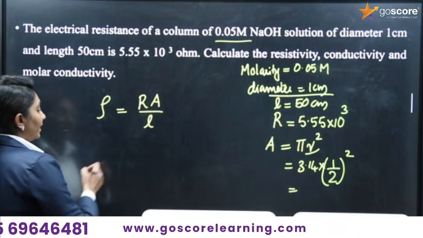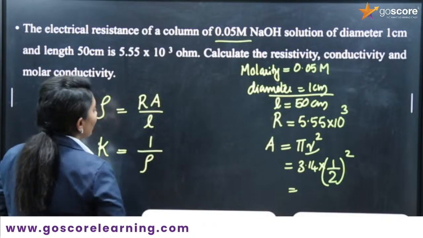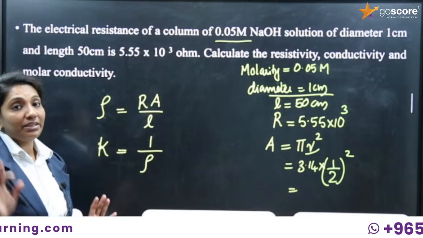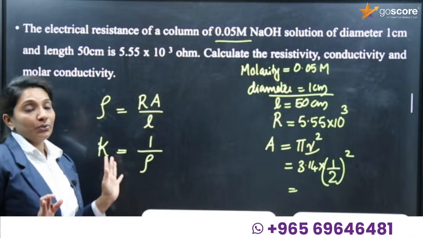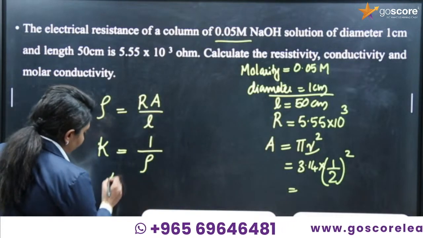Then what about the conductivity? Conductivity kappa is nothing but the reciprocal of resistivity. So once you get this resistivity value, simply by taking the reciprocal of that resistivity, you can find out the conductivity. And what about the molar conductivity?